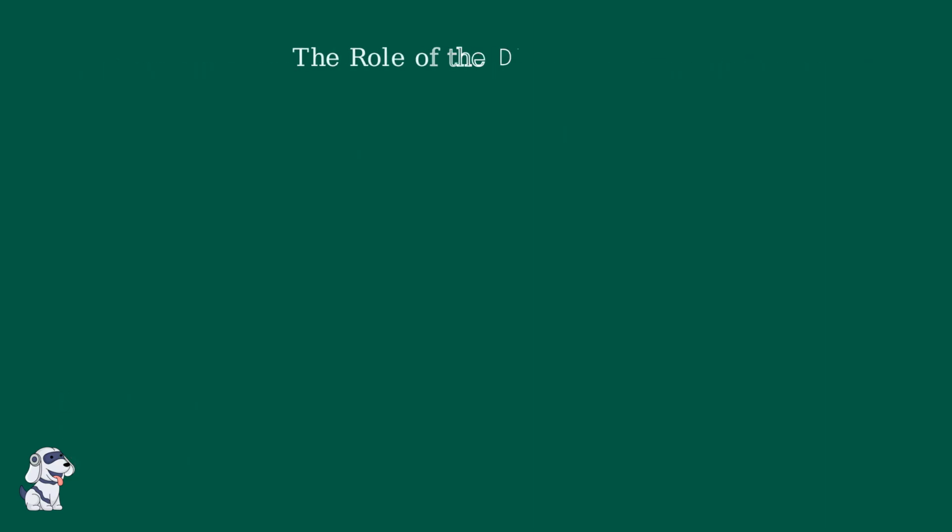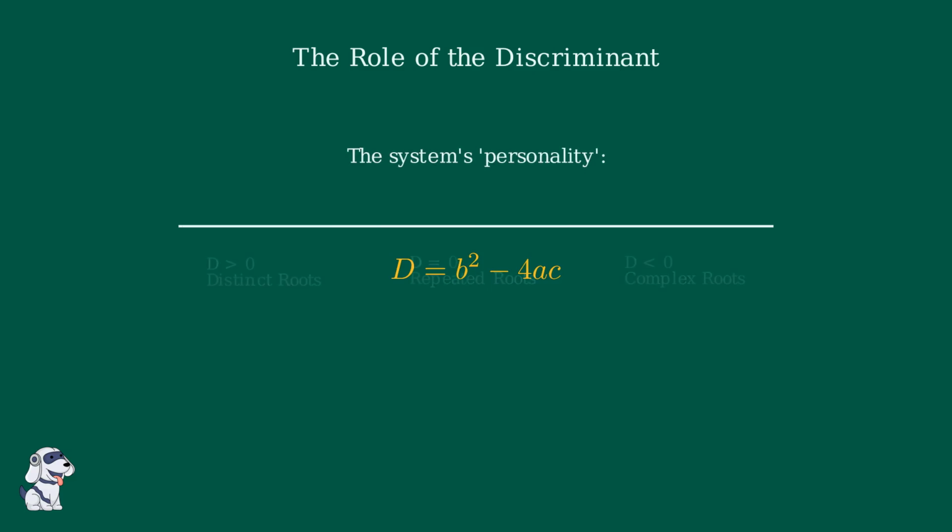The characteristic equation holds the key to our system's behavior. But how do we unlock it? We look at the discriminant. The discriminant, denoted as d, is the part under the square root in the quadratic formula, b squared minus 4ac. This value acts as a personality gauge. It tells us if our system will decay without vibration, settle instantly, or oscillate rhythmically.